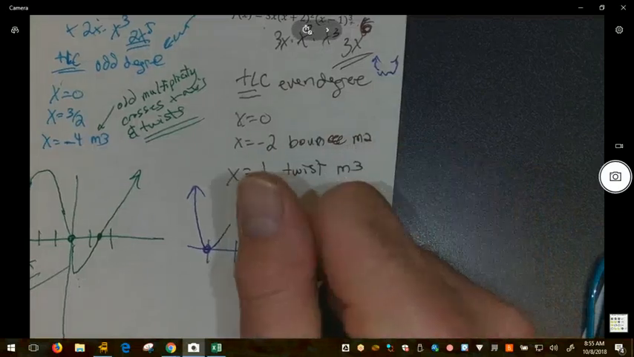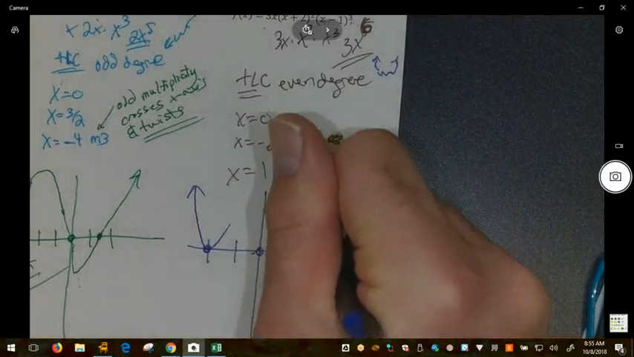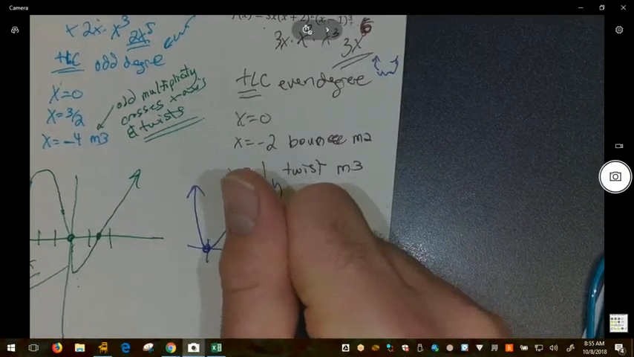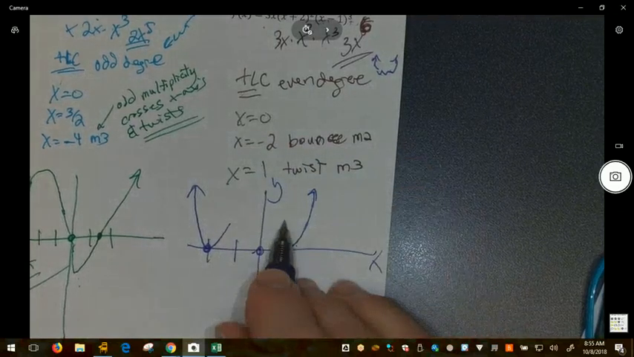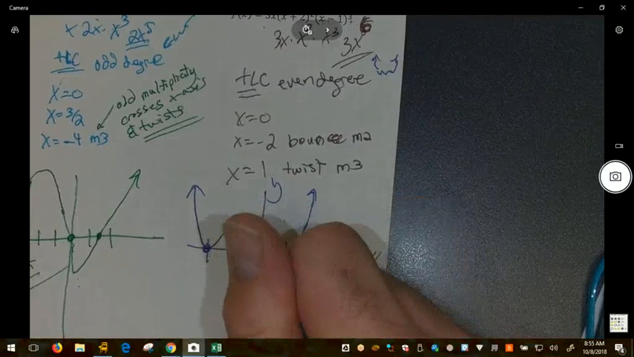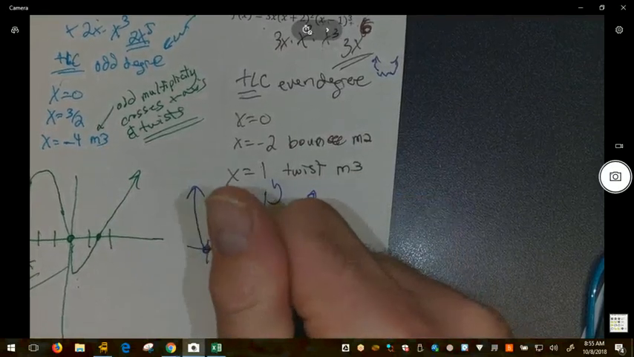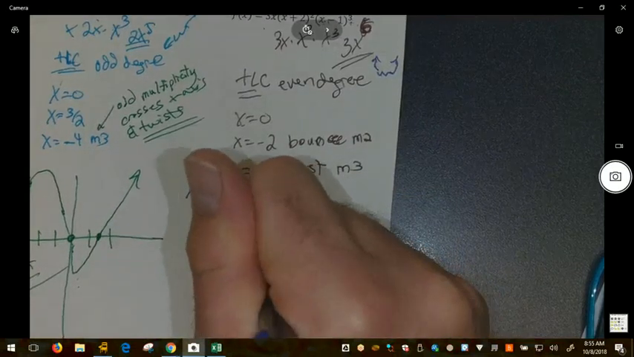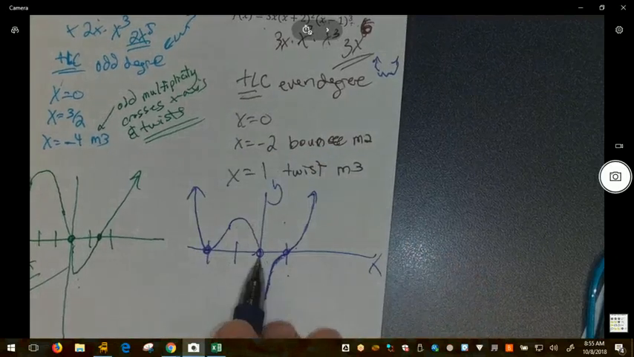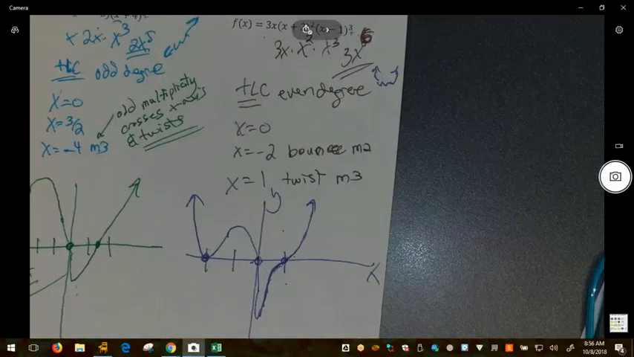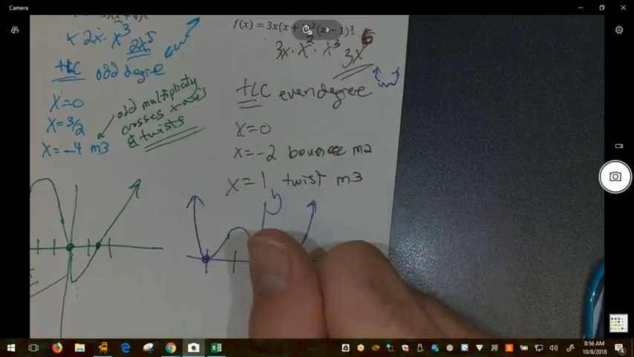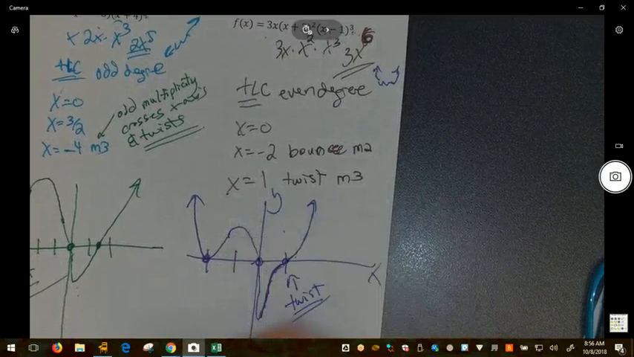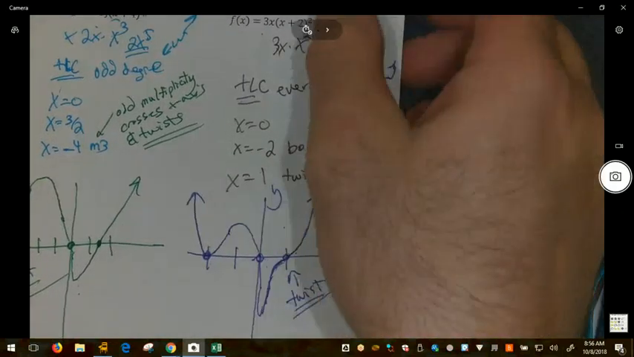We know that at 1, there's going to be a twist. So if it's coming up like this, then on this side, see how it's concave to the left? Now on this side, it's concave to the right. Then it comes down and comes back up. This is just a regular intersection point here at 0. So I just cross over the x-axis. This is a quick sketch of our graph. Just in case we can't see it, I'm going to label this twist. I don't need to label the bounce.